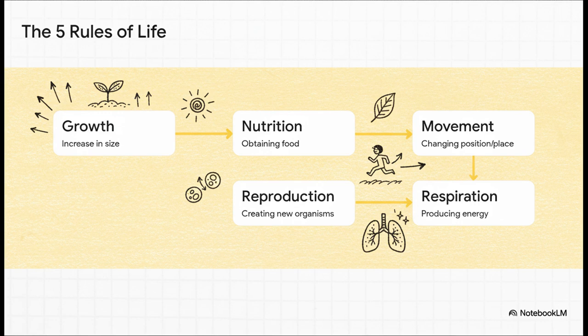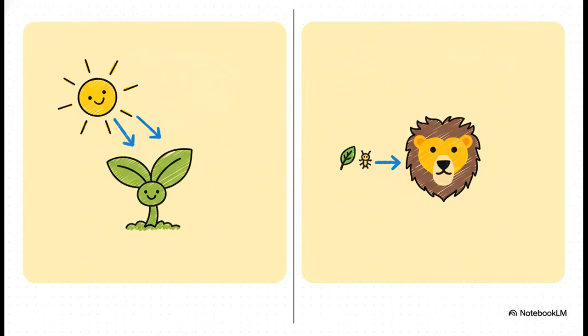And here they are, the 5 fundamental rules of being alive. We already talked about growth, but to be officially in the living club, you also have to show nutrition, movement, respiration, and reproduction. Let's break those down real quick. First up, nutrition, which is just a fancy way of saying how you get food. And there are really only 2 main strategies. You can be an autotroph, a self-feeder, like a plant that just soaks up sunlight and makes its own food.